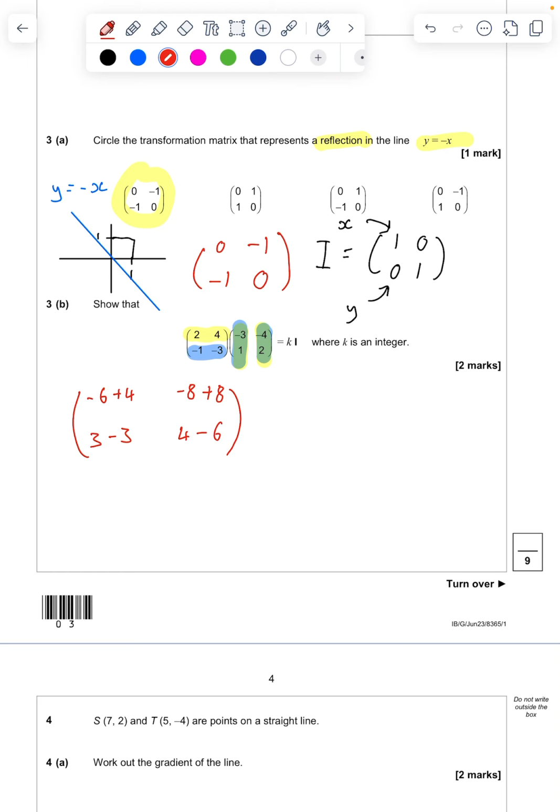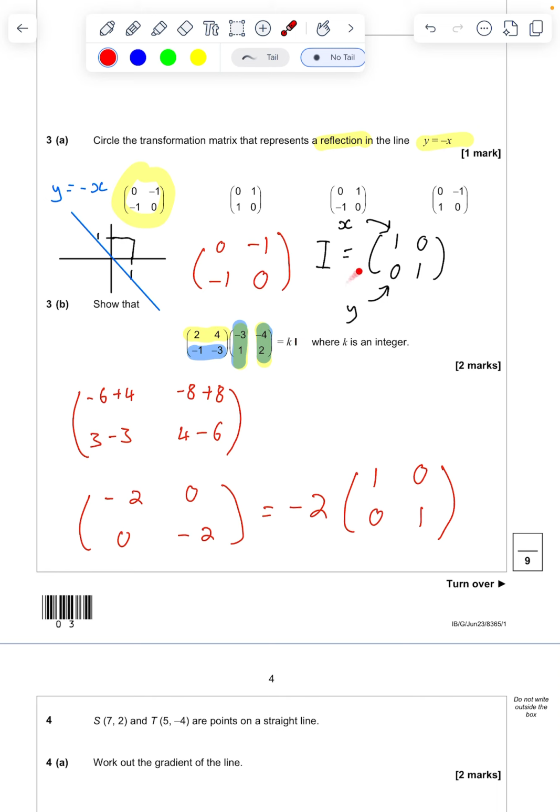Minus 6. Okay, good. And then you can just simplify this. So that's going to go to minus 2, 0, 0, minus 2. And this is really good because now I can factorize out a negative 2 from the matrix, because then it will go to 1, 0, 0, 1. Because this here, the I represents the identity matrix, which is 1, 0, 0, 1. And negative 2 times 1 minus 2 by 0 gives you 0. Times it with 0 is 0 minus 2. So K in this case is going to be equal to minus 2.